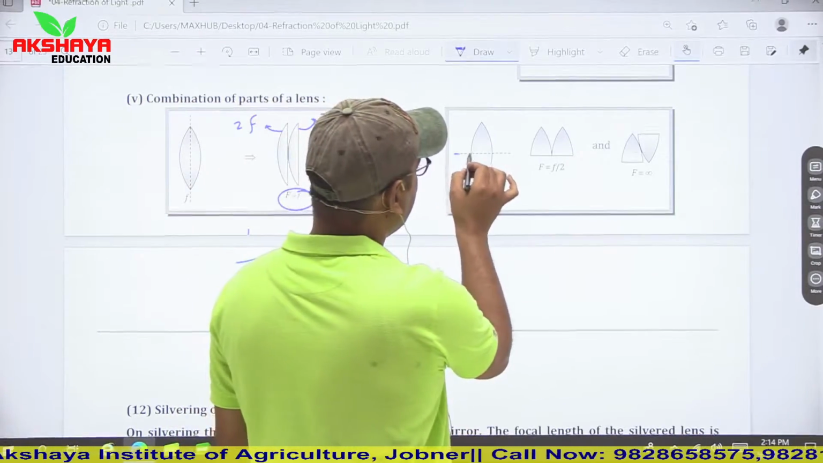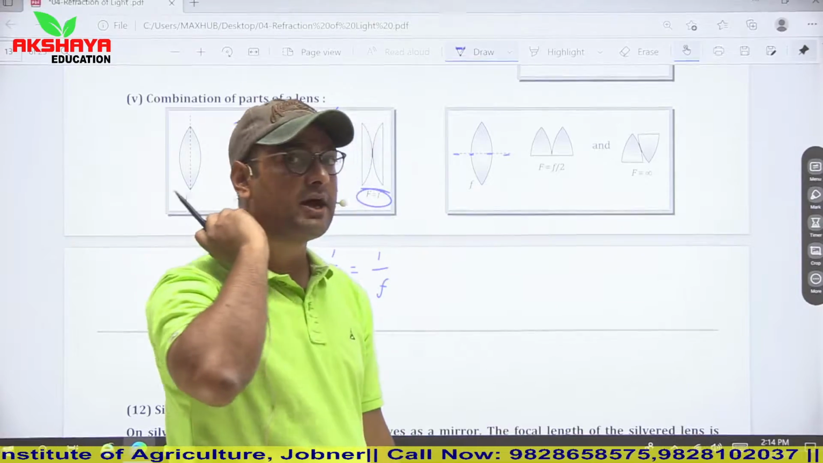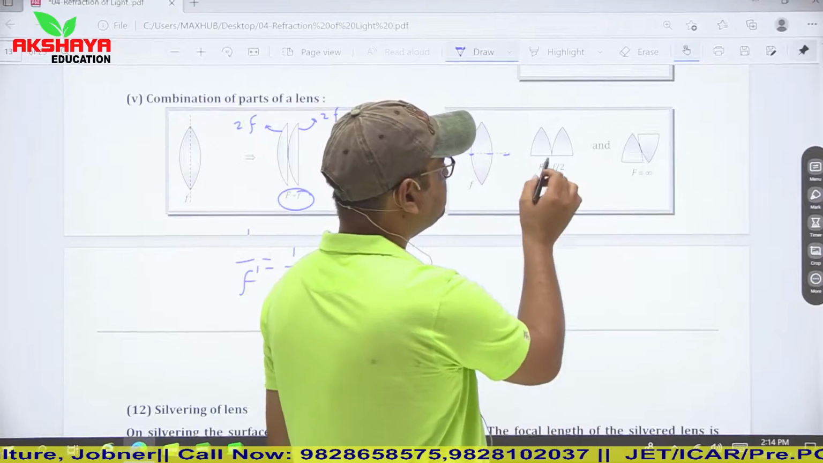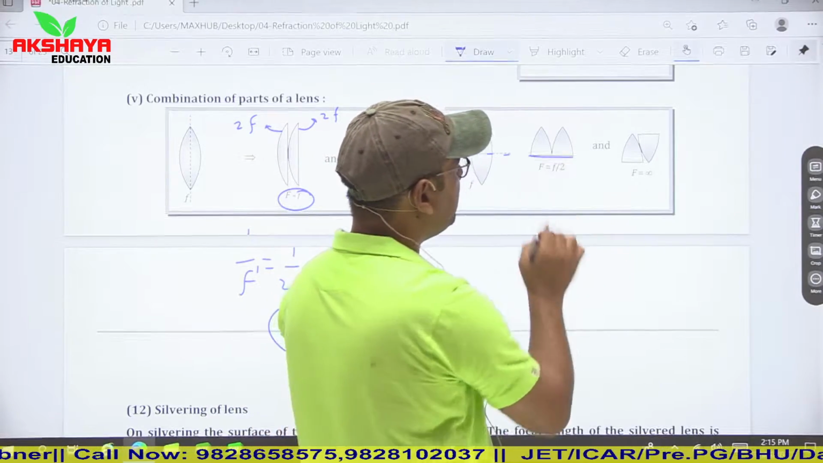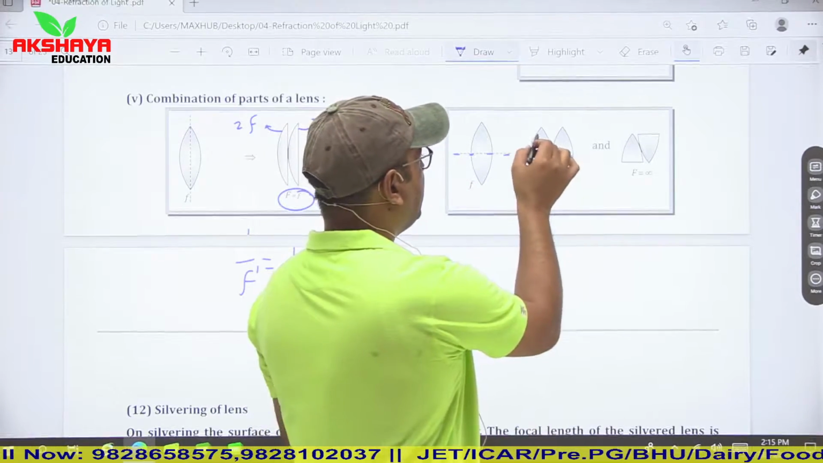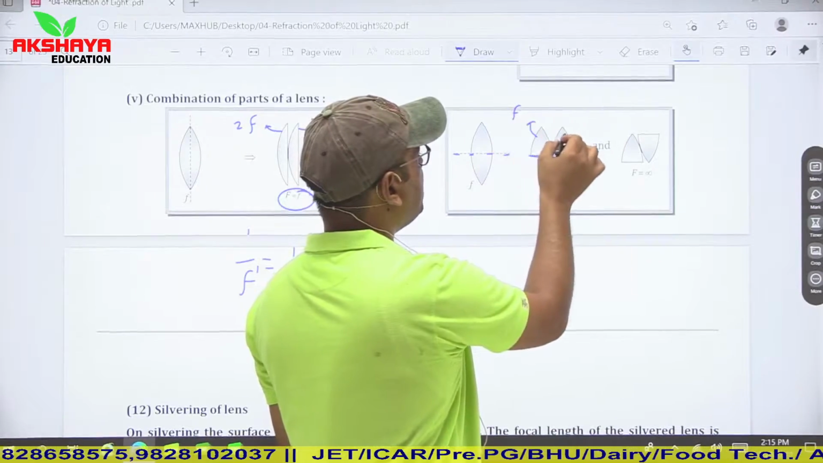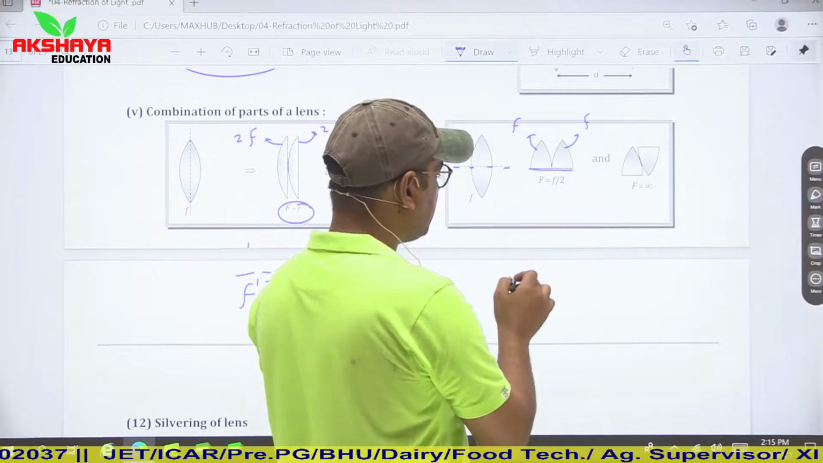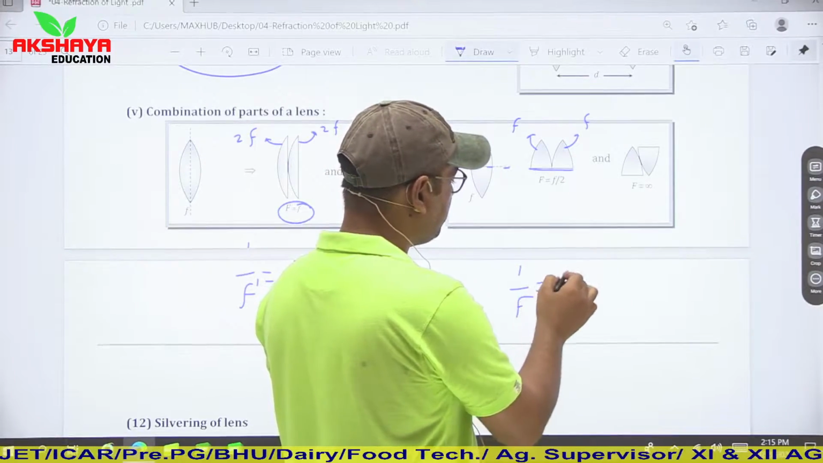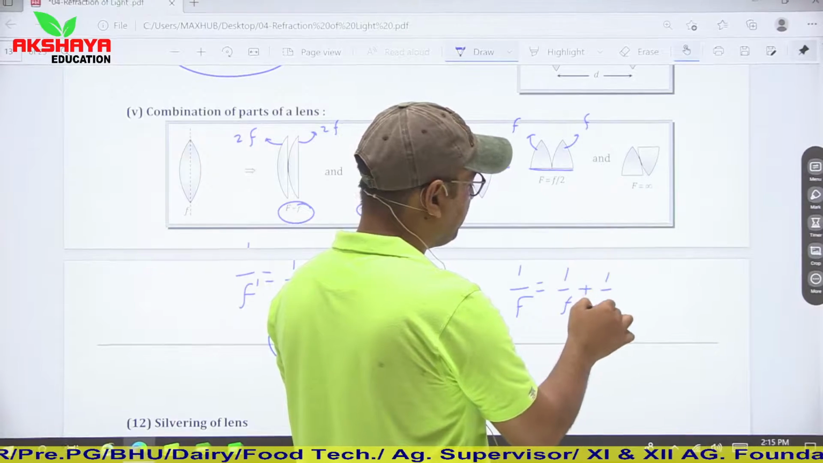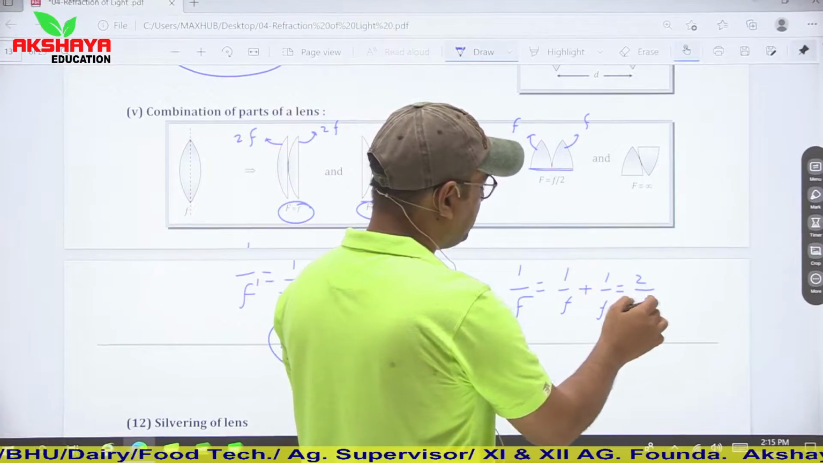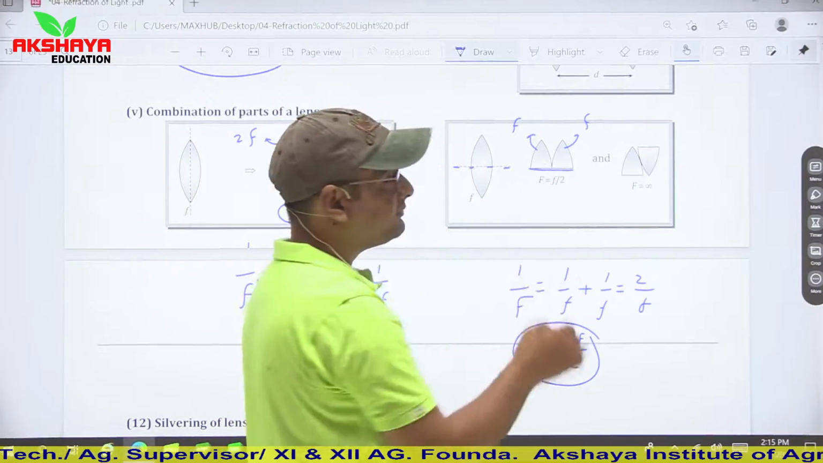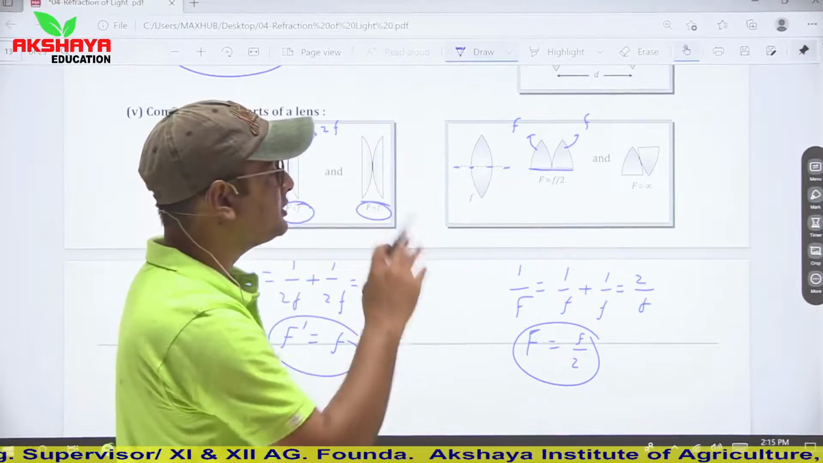Now if we cut this lens along its principal axis and they are placed in contact in this way, then let us say the focal length of each part is f. So they are placed in contact with each other, and we will use again the same relation: 1 upon capital F is equal to 1 upon f plus 1 upon f, which is 2 upon f. So capital F is equal to f by 2. In this case, the focal length will be f by 2 for this combination.